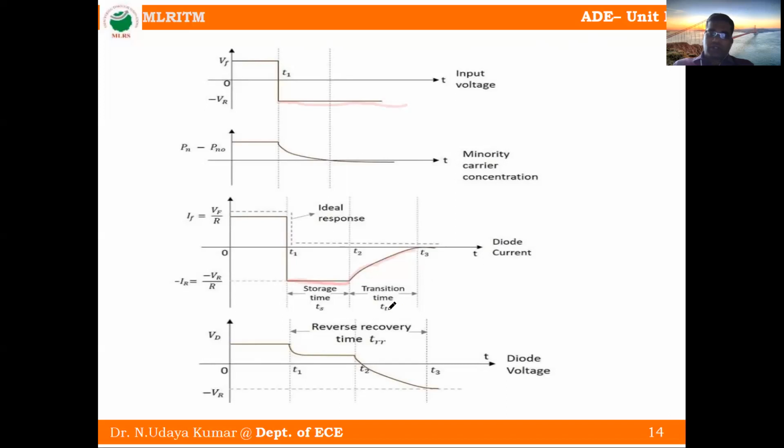Okay. This one is the reverse recovery time. Storage time plus transition time we call reverse recovery time. Reverse recovery time is nothing but the change from forward bias to reverse bias. Storage time means it is in forward bias now, then it changes to 0, that means reverse bias. So we call it reverse recovery time. Forward bias to reverse bias is equal to reverse recovery time. Okay.